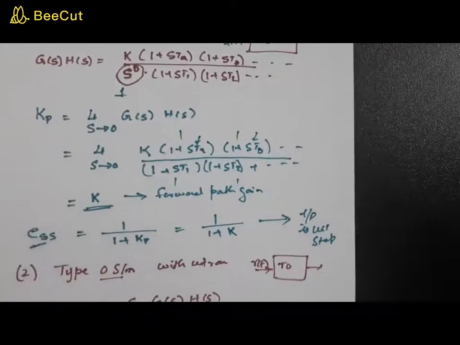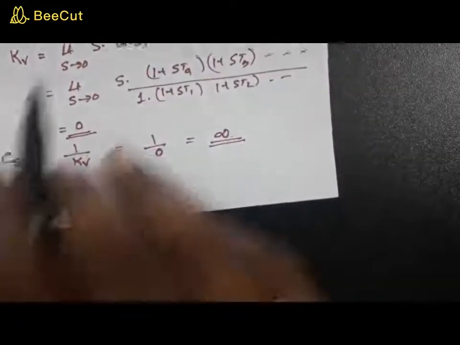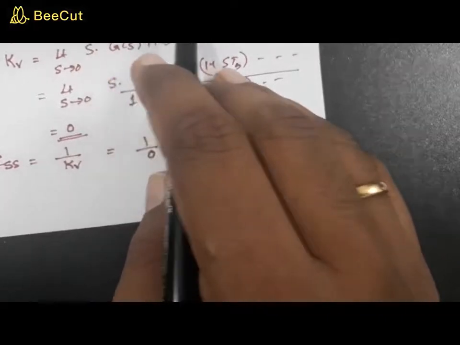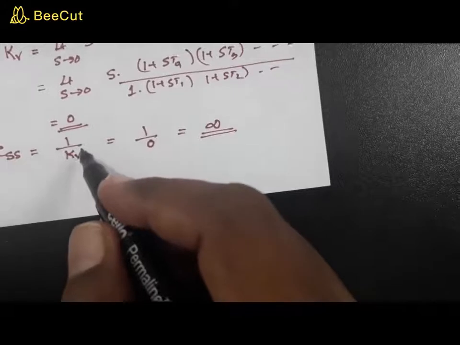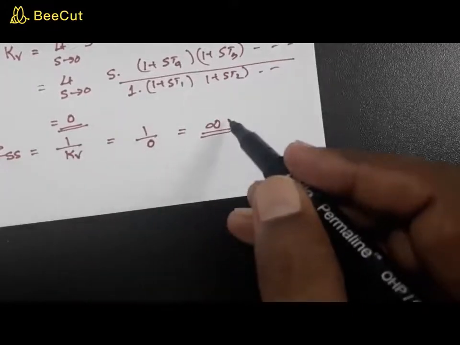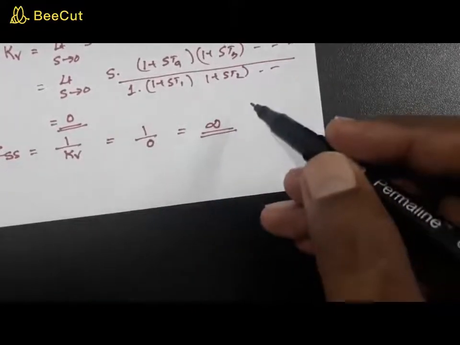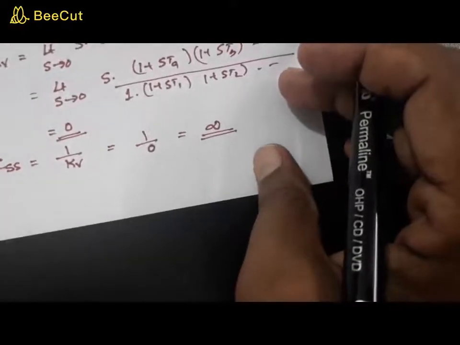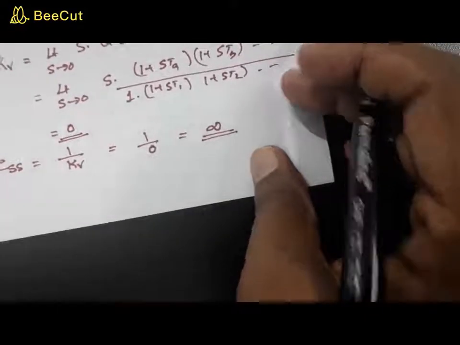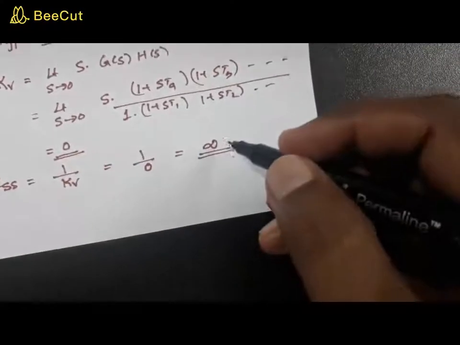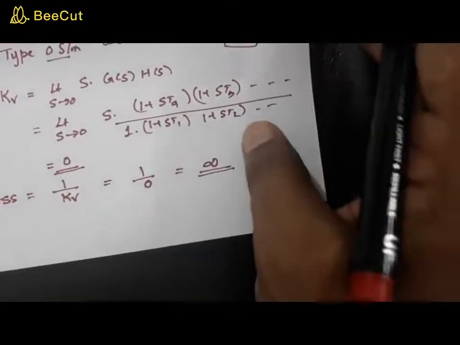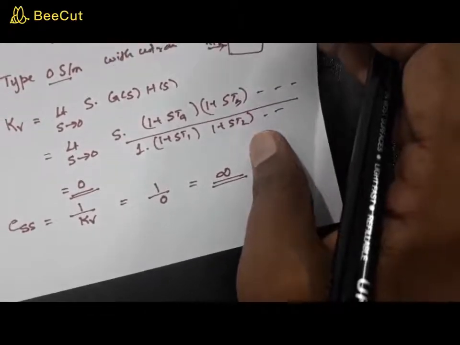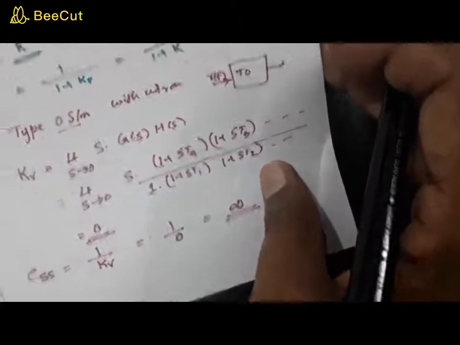to select this k value so that he or she can make sure that this ESS can be reduced. While in a type 0 system with the unit ramp as the input, we have seen that the steady state error is the inverse of kv, which we found out to be infinite. That means if it is the ramp input that you give to any type 0 system, the steady state error is going to be infinity. So that means this ramp input is not suitable for a type 0 system.